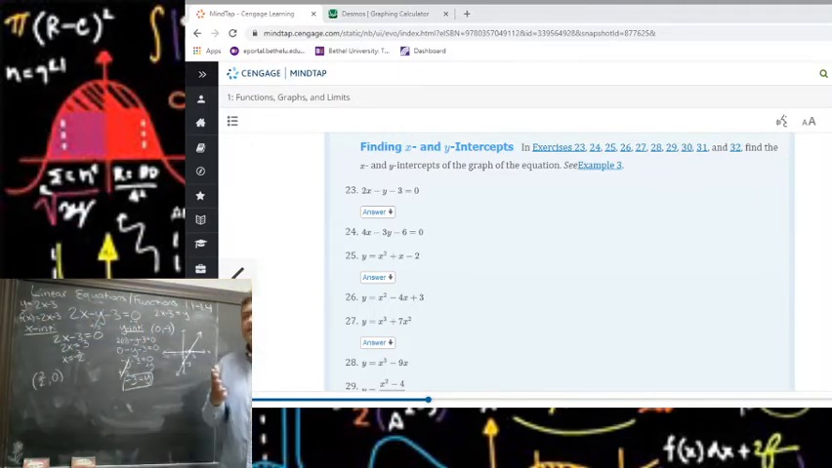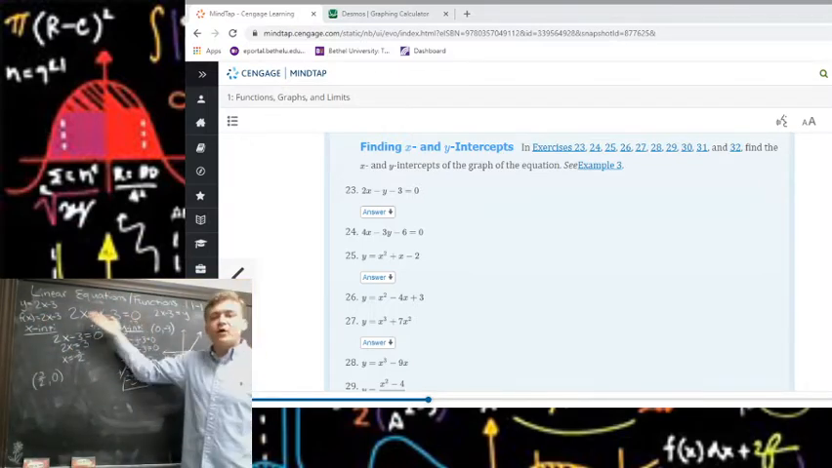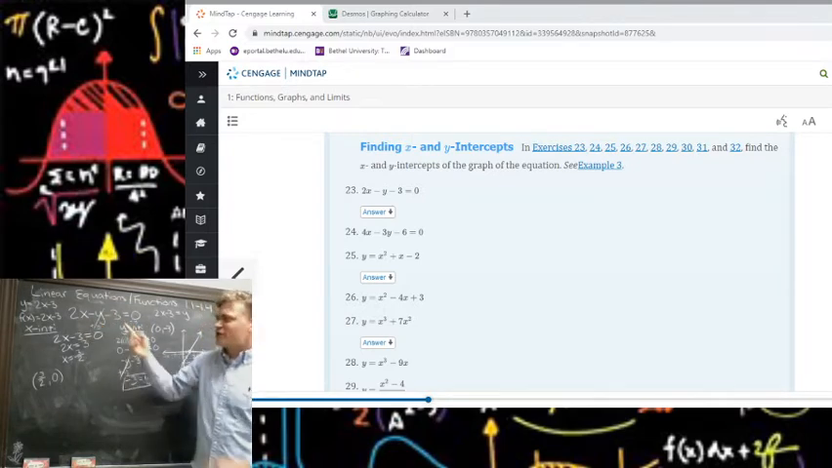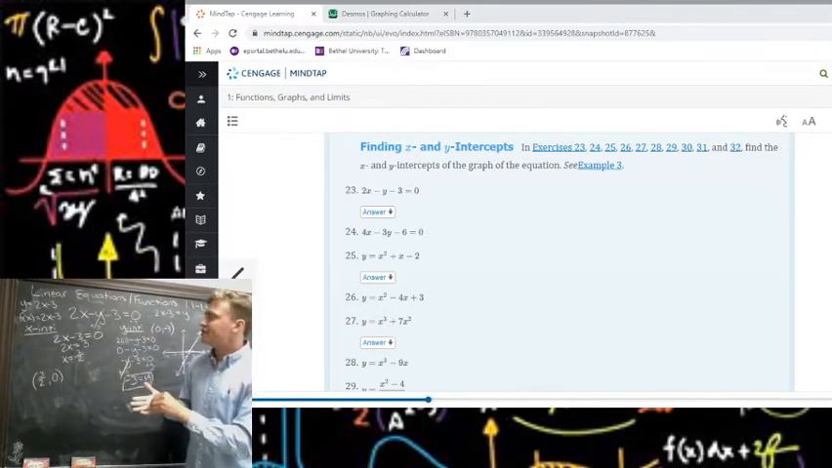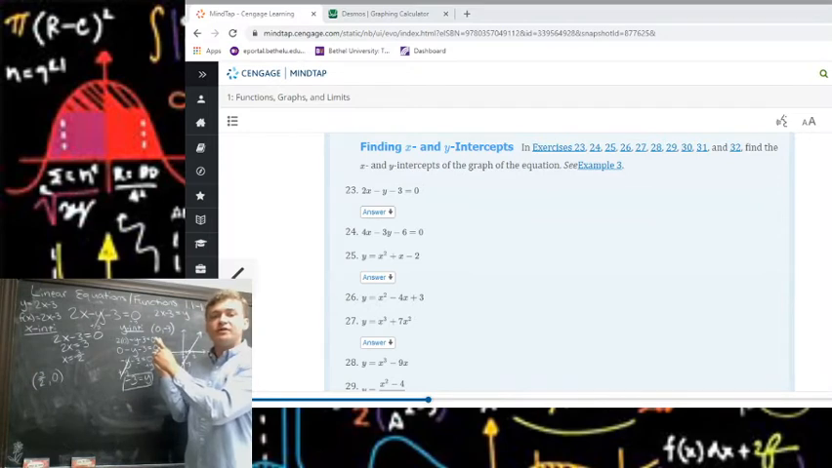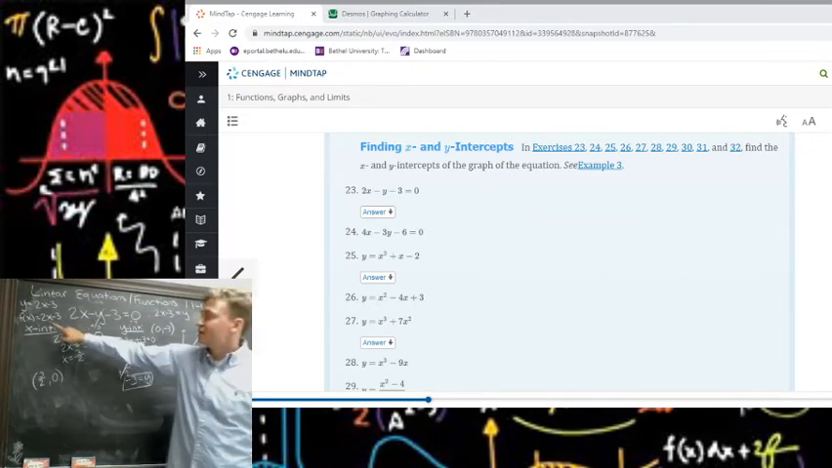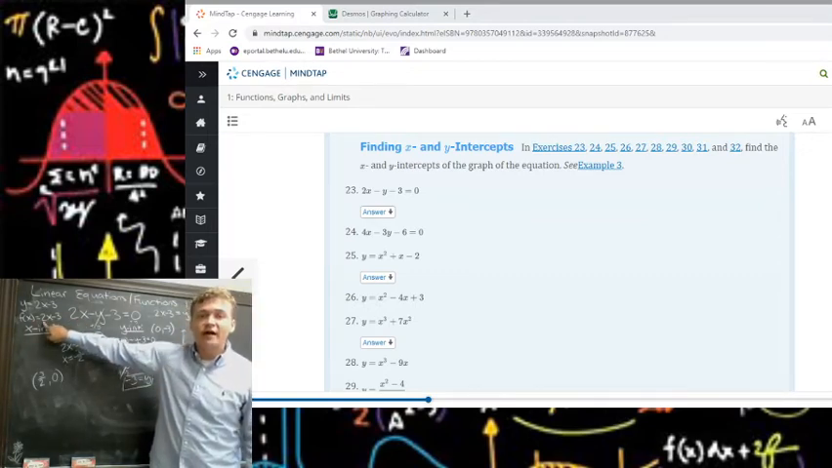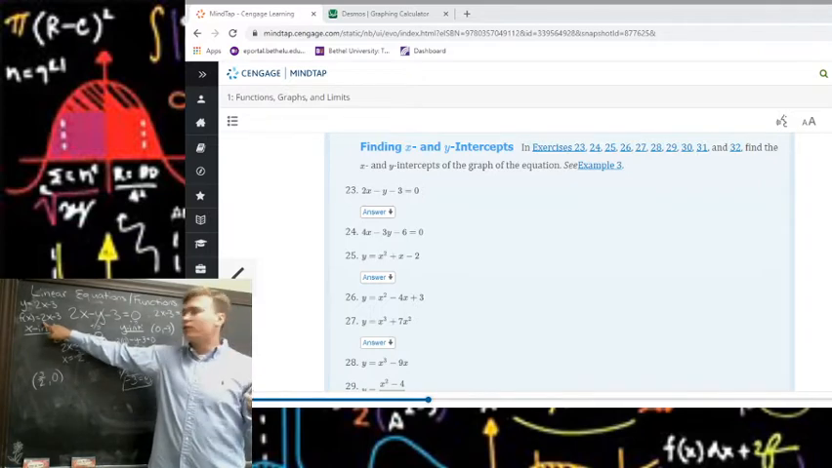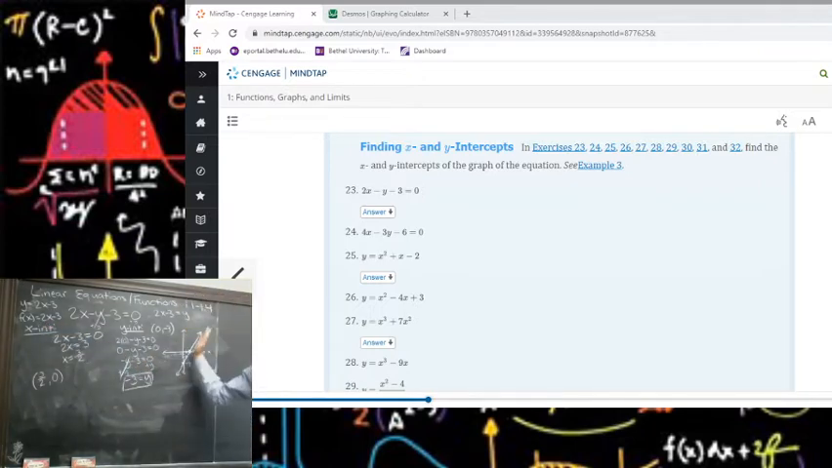So why is this important? This linear equation, 2x minus y minus 3 equals 0, that equation can be represented by a linear function, f of x equals 2x minus 3. What does 2x minus 3 tell us? The slope of our line is 2. Well, what did we say before? Because this graph is increasing, the slope must be positive.